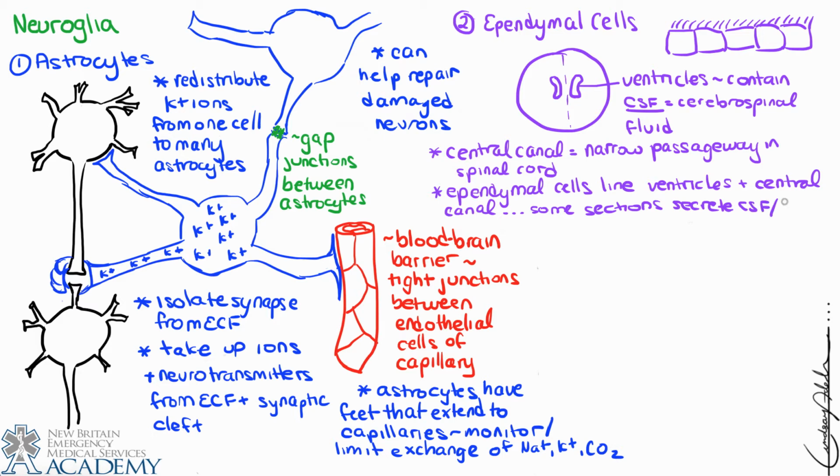to secrete the cerebrospinal fluid in a specific area called the choroid plexus, which we'll describe in another video. And most of the rest of it is to help the cilia sweep the CSF, so it helps to circulate the CSF between the ventricles and the central canal. And just as an aside, the CSF is responsible for offering some cushion and protection to both the brain and the spinal cord. It also transports some nutrients and gases and waste and other chemicals as well.